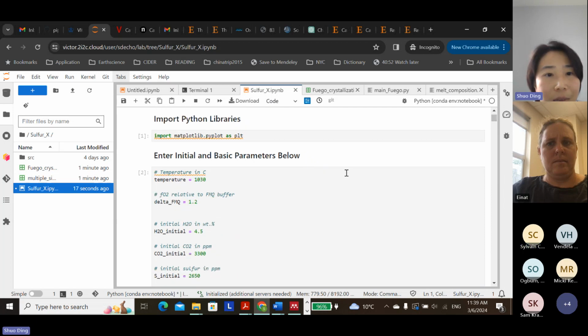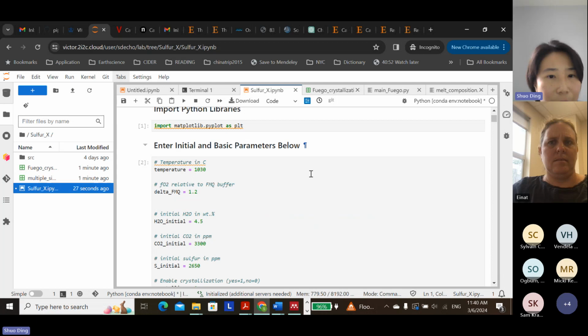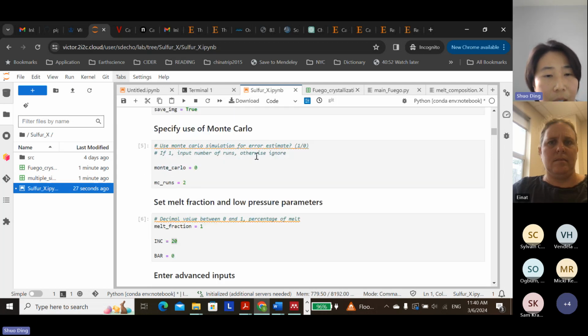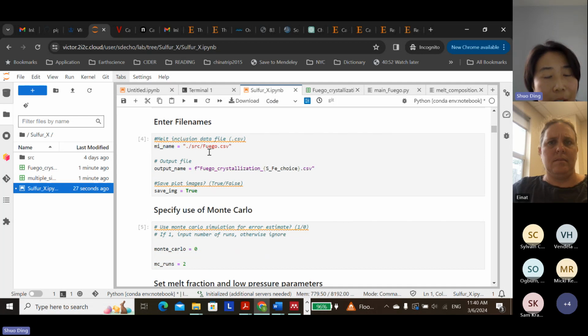I don't think the CSV file plots here. The inputs you get for the model itself, you just change here. The only thing you could do is upload this melt inclusion file, and then later you can plot it. I think all you need to do is just upload the file, but that's only really for plotting. It's not for the model input.